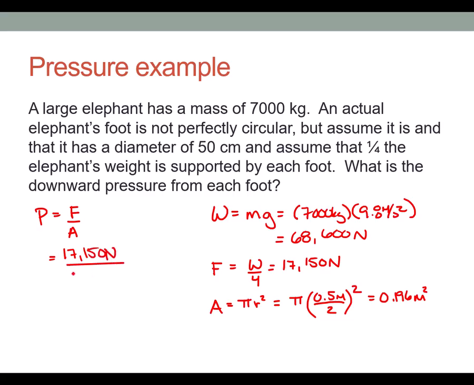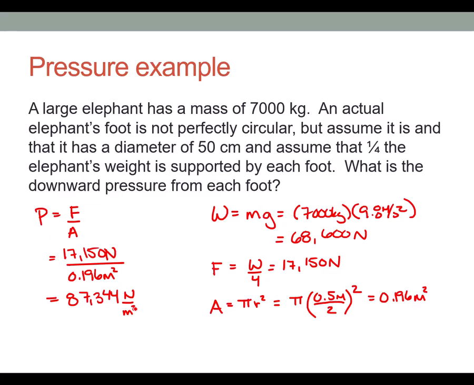17,150 newtons divided by 0.196 meters squared. And that works out to be 87,344 and change Newton meters squared, or pascals.